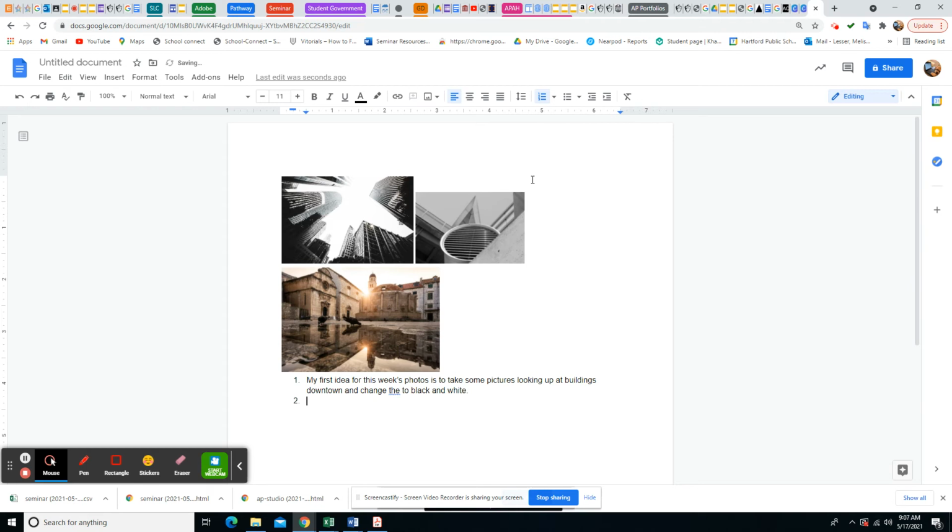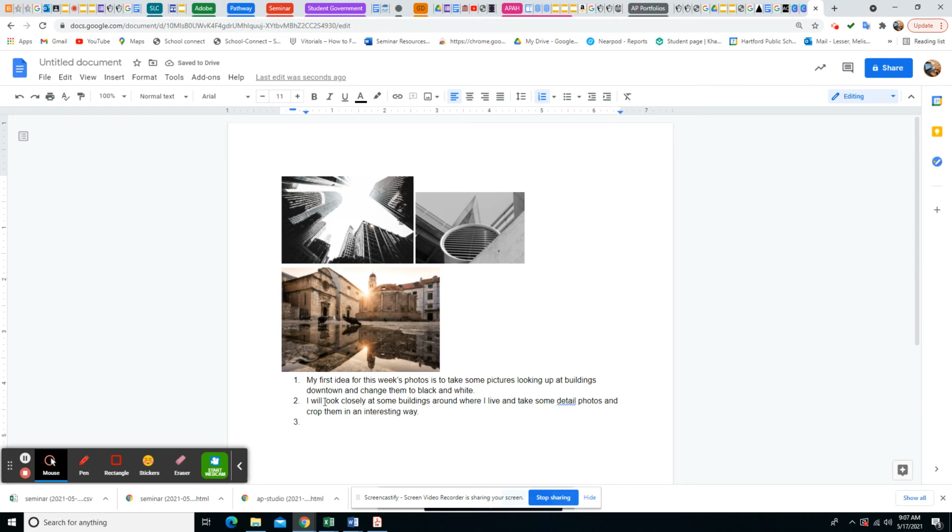All right, so what's my second idea? So my second idea was right here that I found on Google, just kind of get my mind going. Hold on, let me fix that real quick. All right, so my second idea is I will look closely at some buildings around where I live and take some detail photos and crop them in an interesting way. I mean, that one's changed to black and white again, but maybe I want to change it to black and white, maybe not. I don't know. I'll leave it just kind of open.